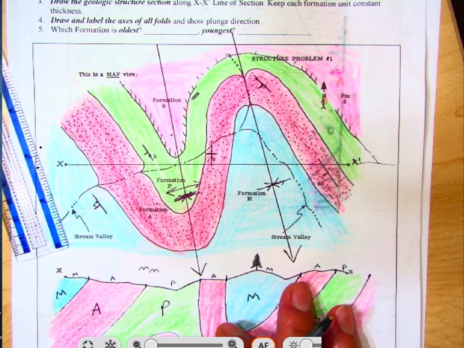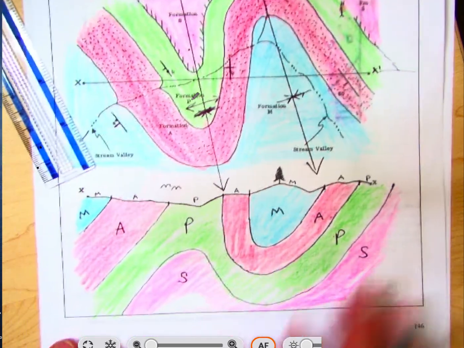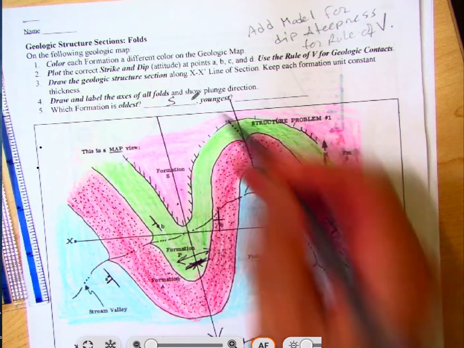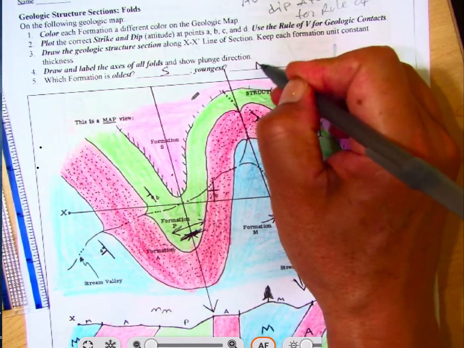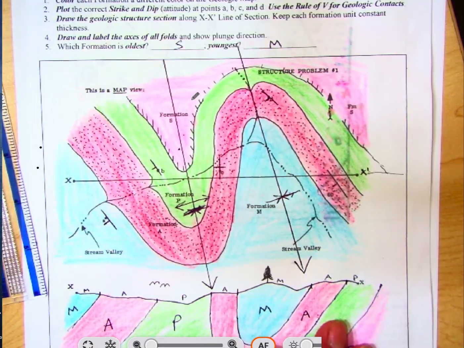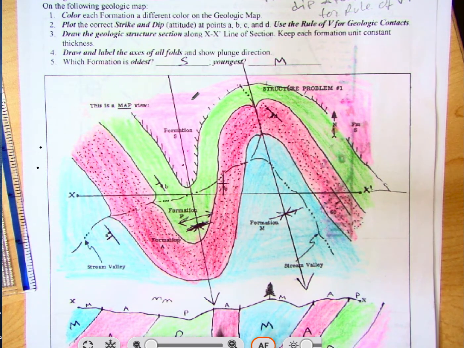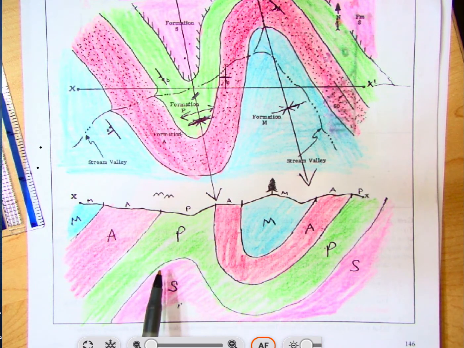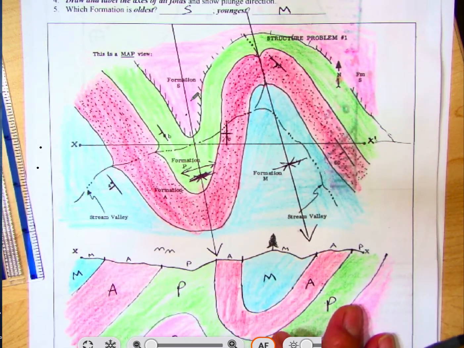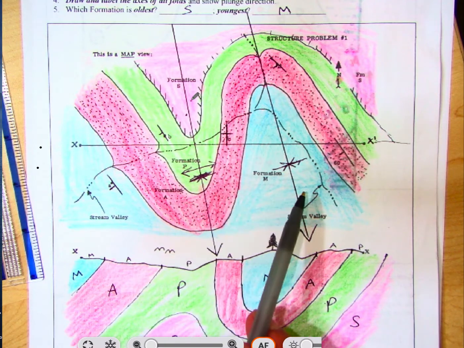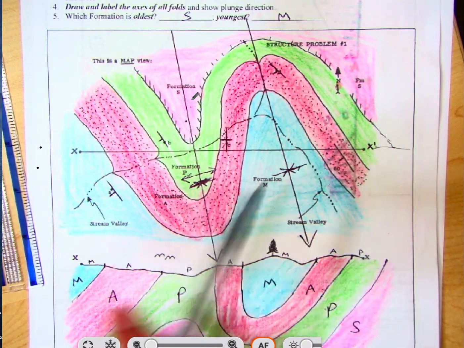And finally, which formation is the oldest? So if we look at our cross section, formation S. So that's going to be our oldest, and our youngest must be formation M here at the top. So what I want you to do for this geologic map is color it, draw your strike and dip symbols. I want to see all those strike and dip symbols, the correct symbols. I want you to show me this cross section here. Color it as well. You want to make sure you color this cross section, label the different formations, draw your plunge and fold axes here, and then tell me which formation is younger or older.